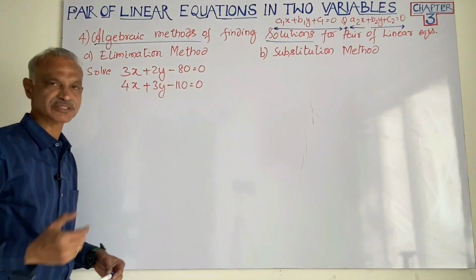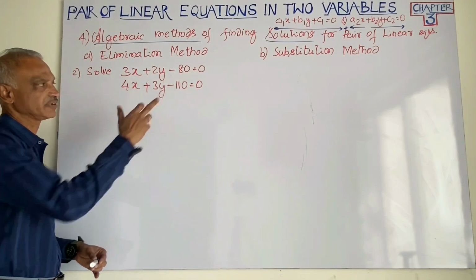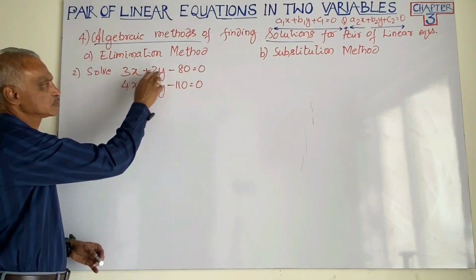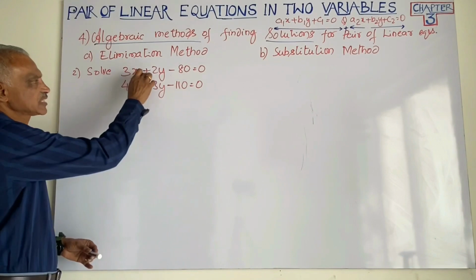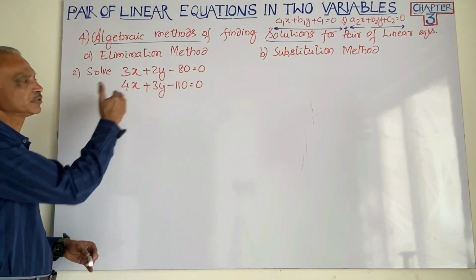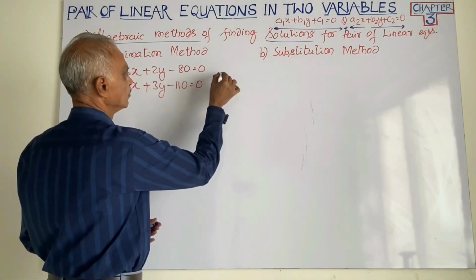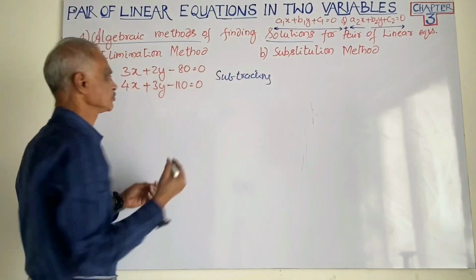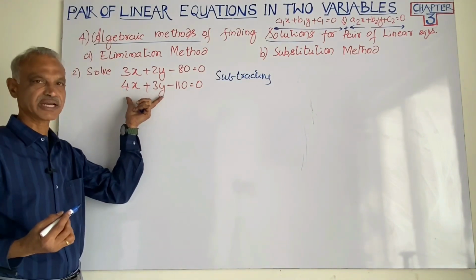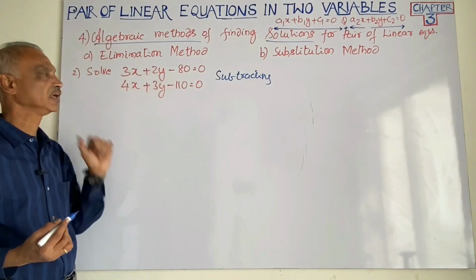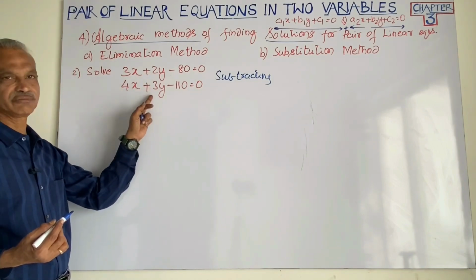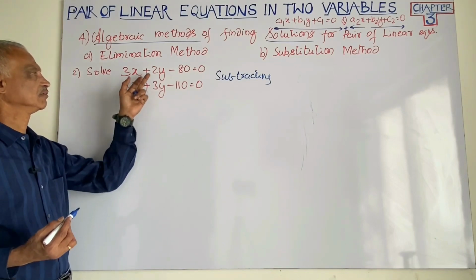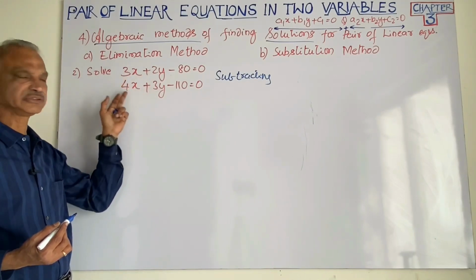3x plus 2y minus 8 is equal to 0. 4x plus 3y minus 110 is equal to 0. Here you see plus 2y plus 3y. Same signs are there. That's why we have to subtract. For this one we have to subtract. If we have to subtract this equation from this equation, now 2y, 3y, we have to equate these two or these two. You can equate these two or these two.